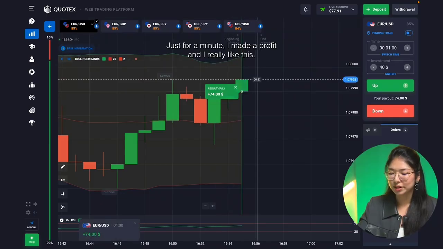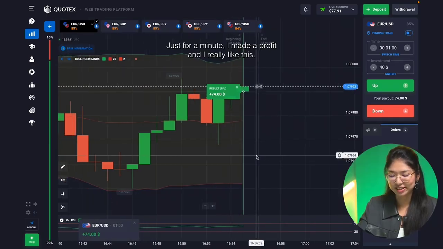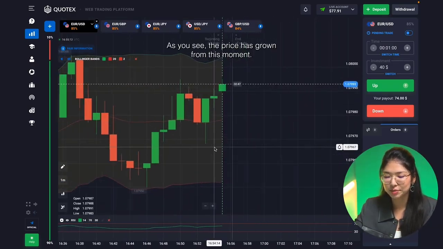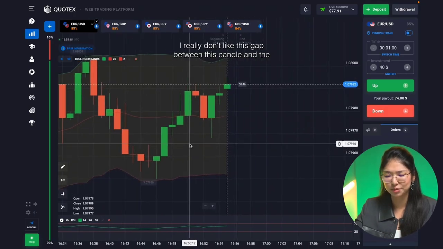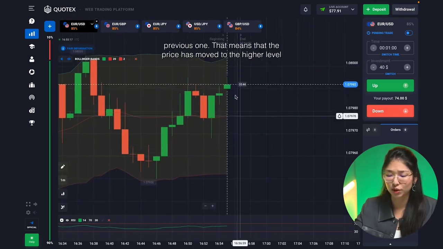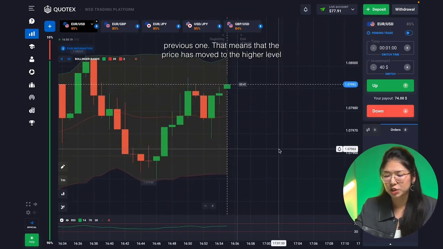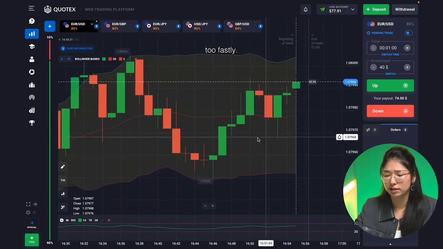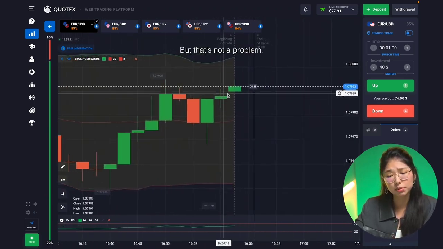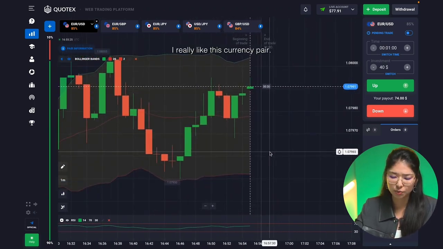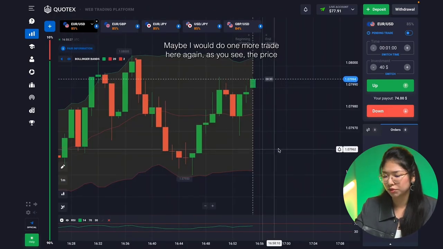Just for a minute I made a profit, and I really like this. As you see, the price has grown from this moment, and I really don't like the gap between this candle and the previous one. That means that the price has moved to the high level too fast, but that's not the problem. I really like this currency pair. Maybe I would do one more trade here again.